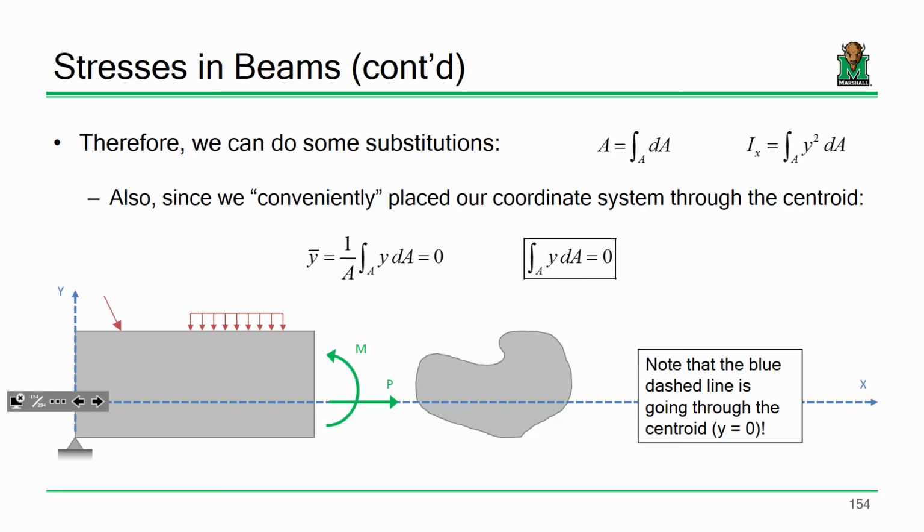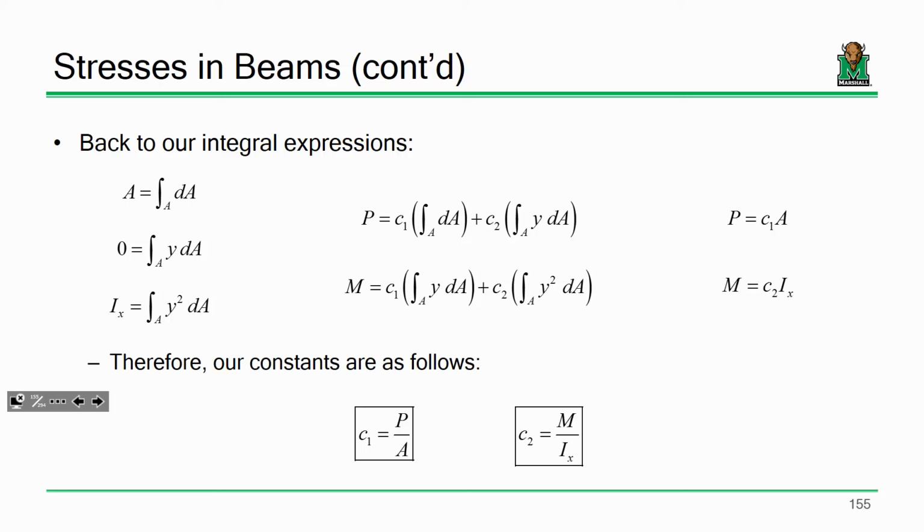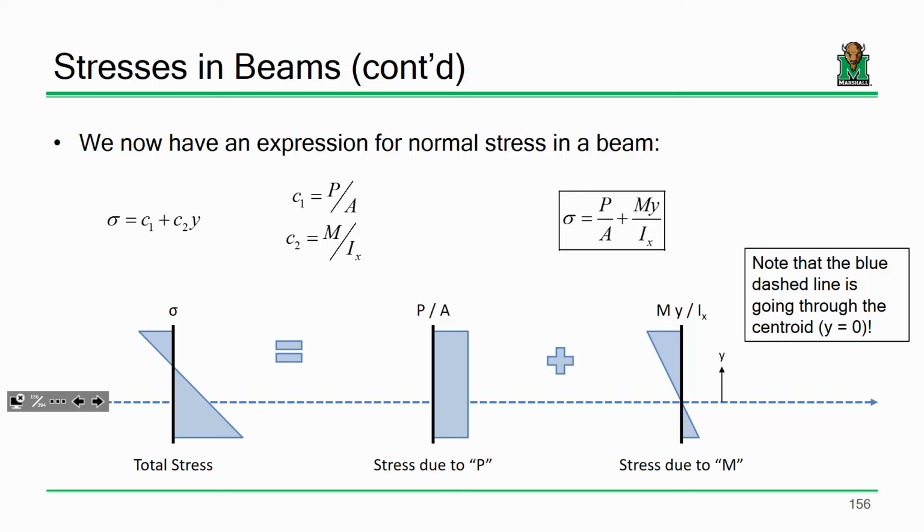All right, so does this make sense? If I've got that the integral of dA is the area, the integral of y squared dA is the moment of inertia, and because I've put my coordinate axes at the centroid, this is 0, I can take this one, C1 times the area plus C2 times 0, that's this, right? C1 times 0 plus C2 times the moment of inertia, now we've got our constants, right? Make sense? So plug and chug, and there you go. All right?